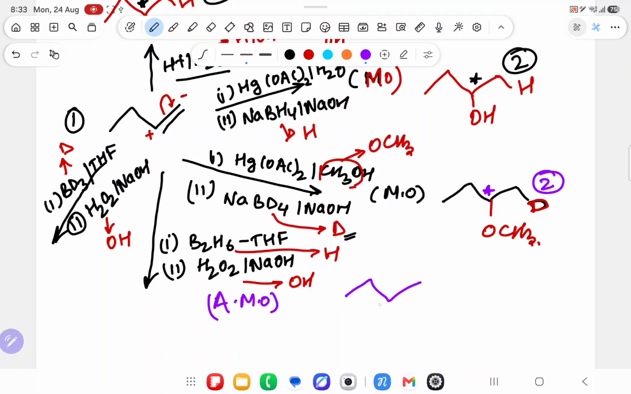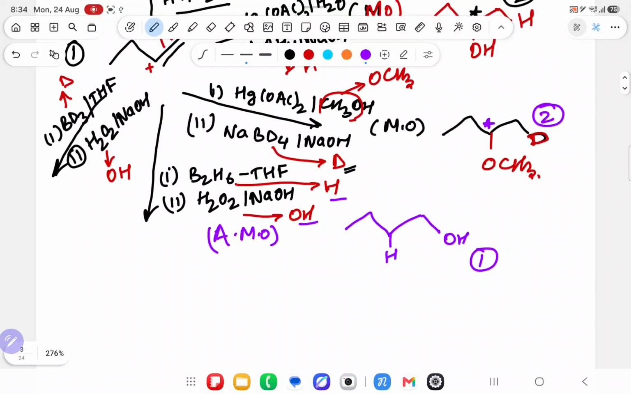Over here, it will follow anti-Markovnikov's rule. The carbon with less hydrogen will get hydrogen and the one with more hydrogen will get OH, and this time an OH is there. Is there any chiral center? No. So only one compound will form.